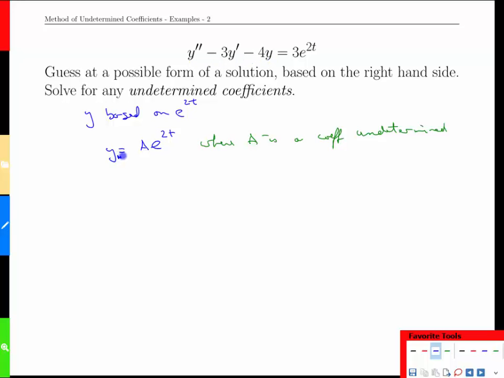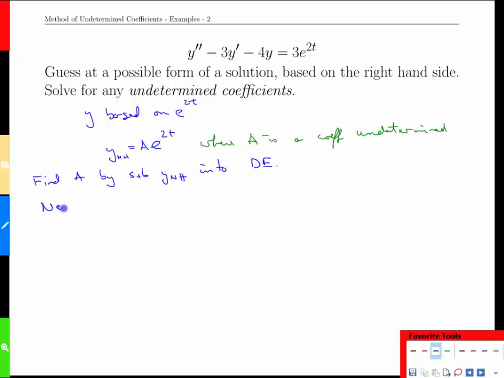And notice this would be our non-homogeneous part of the solution. So we're going to guess that our non-homogeneous solution looks like e to the 2t, possibly with a multiplier out front. How do we find the only thing we don't know, which is that A? Well, we're going to sub it into our differential equation. We're going to sub our y equals y_nh into the DE.